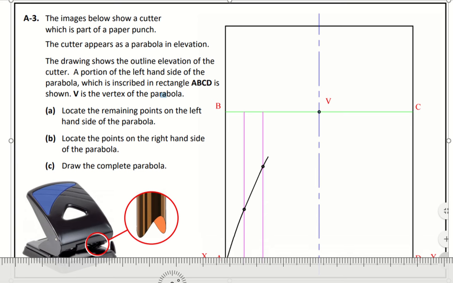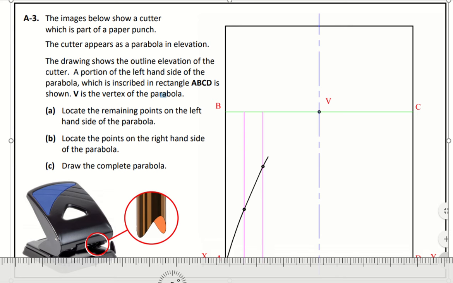It tells you that the image below shows a cutter which is part of a paper punch. The cutter appears as a parabola in elevation. So you can see the cutter there, it's kind of the copper color, the brown color. And if we look at it at 90 degrees, we can see it looks like a parabola in elevation.